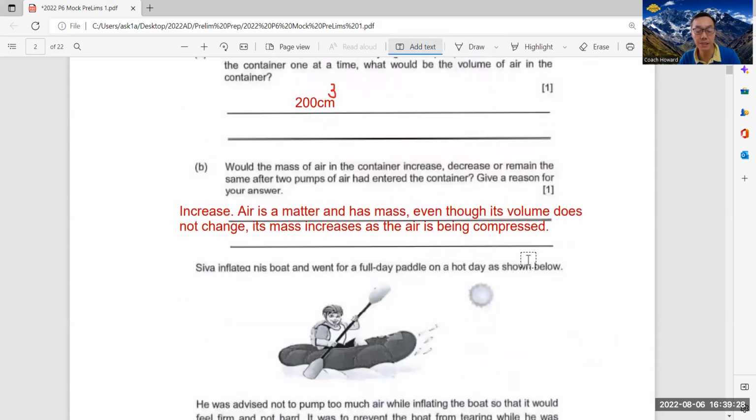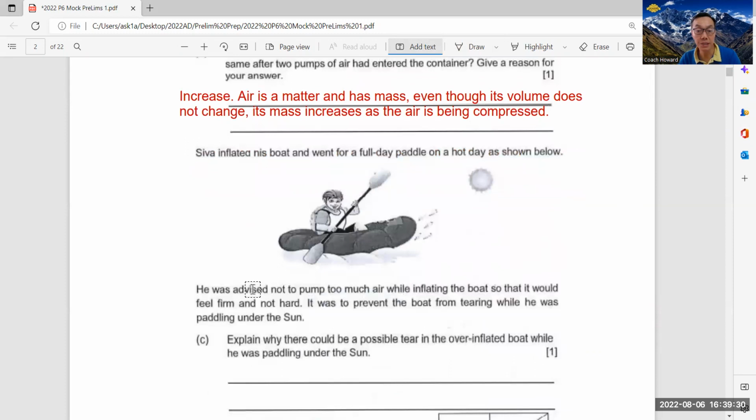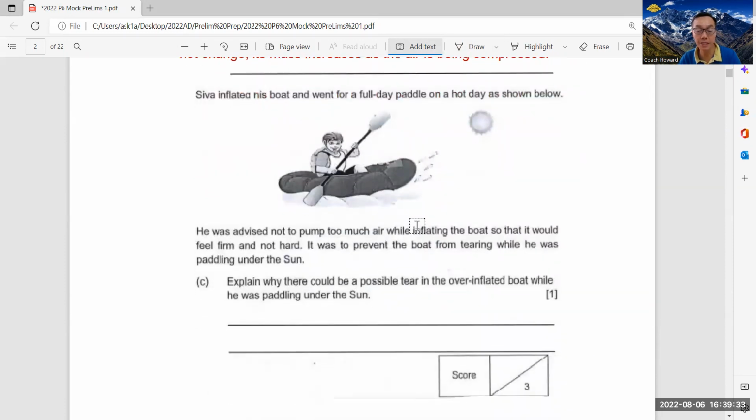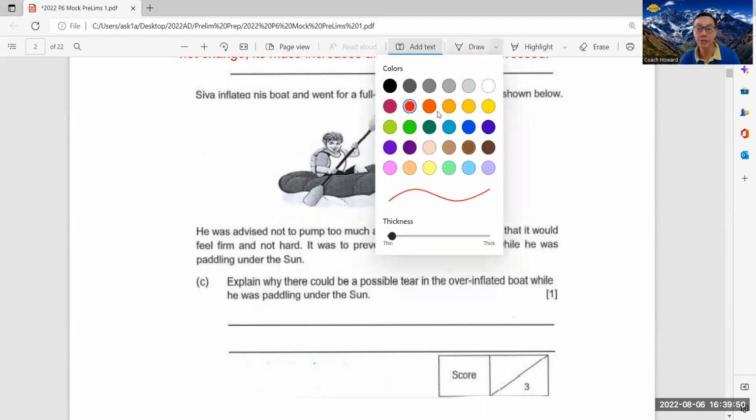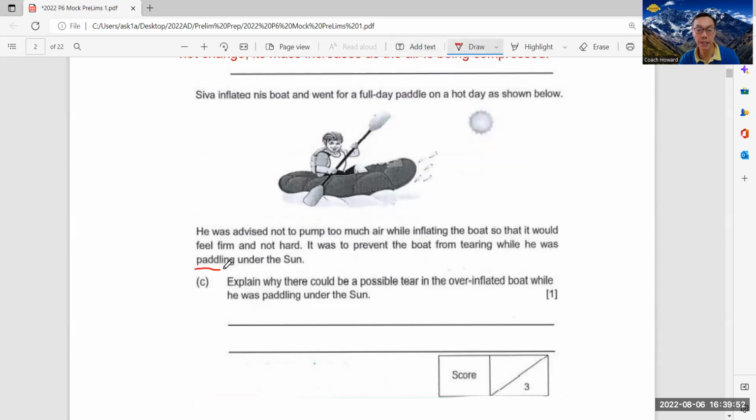Next, application. This person was advised not to pump too much air while inflating the inflatable boat so that it would feel firm and not hard. Hard means overinflated. Firm means it's not overinflated. It was to prevent the boat from tearing while he was paddling under the sun. Take note of these important keywords, paddling under the sun. You can annotate here, the sun gives out heat. By annotating, it will actually help you to answer the questions.